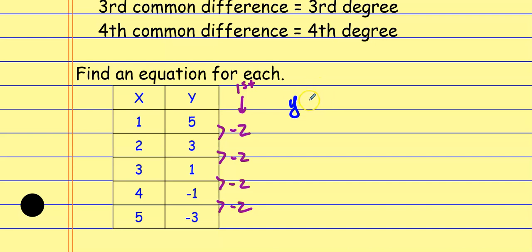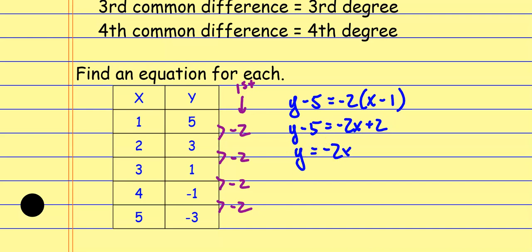I could put it in point slope form: y minus a y value equals m, which is the -2, that's the slope, times x minus an x value. And then I could put this in slope-intercept form if I want to: -2x plus 2, and then add the 5. If I wanted to do this on the calculator, here's what I do.